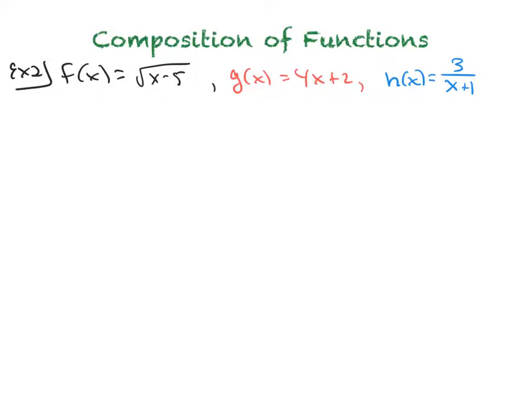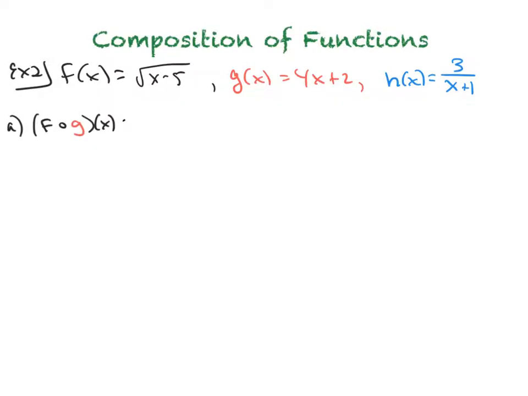Okay, so let's look at these three functions. F of x is equal to the square root of x minus 5. G of x is equal to 4x plus 2. And h of x is equal to 3 divided by x plus 1. So let's play around with this new composition operation. For the first one, let's do f composed with g of x.